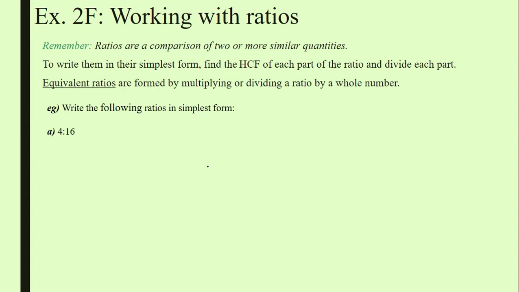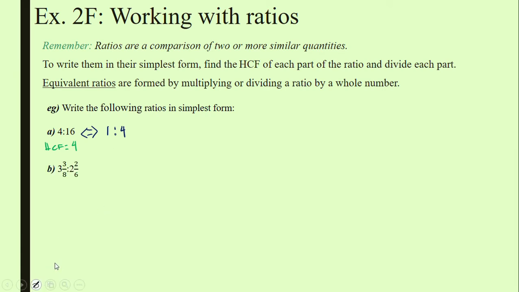So we're going to write two different ratios in simplest form, the first being 4 to 16. To do this, we first need to identify the highest common factor of 4 and 16. You might notice immediately that 4 is the highest common factor, so the largest number that goes into both. That gives us an equivalent ratio of 4 divided by 4 is 1, and 16 divided by 4 is 4. One of these numbers is the number 1, so we know we have the simplest ratio. We'll try another, a little bit trickier this time.